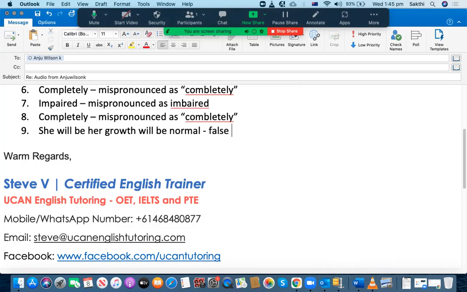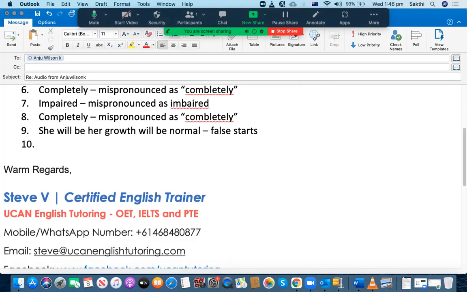You have been committing false starts. So false starts are not good. They are not good. They can damage your score like anything. So when you say she will be, you should say she will be growing normally. That's it, finished. So don't say her growth will be normal after that. Please try to avoid this.